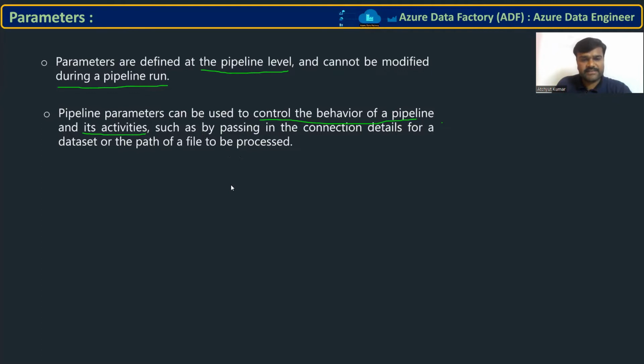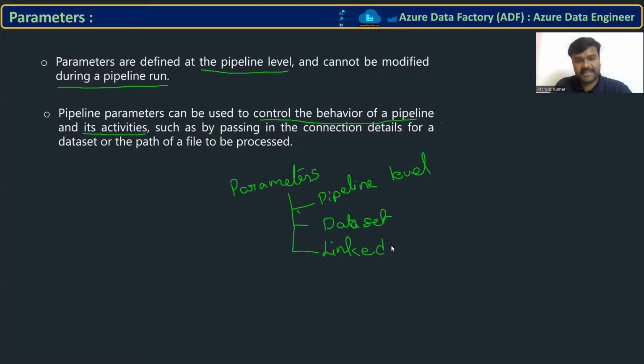See, first of all, these parameters we can create at pipeline level, and also at dataset level, and also at linked service level. In these three positions you can create parameters.